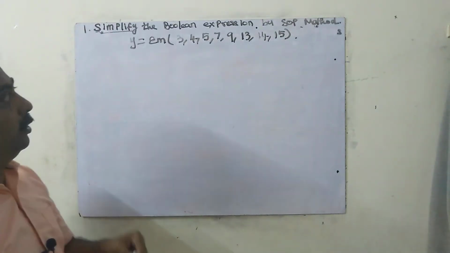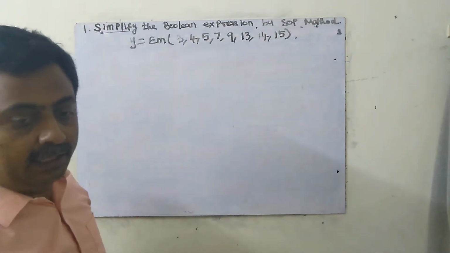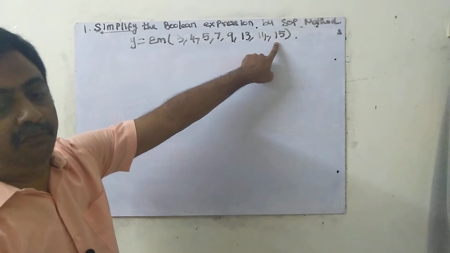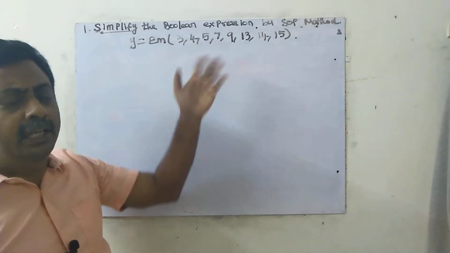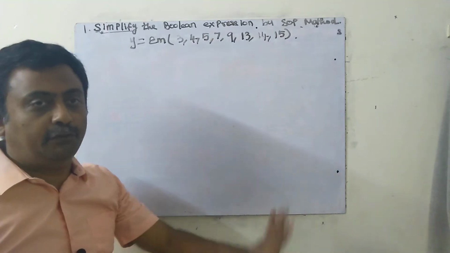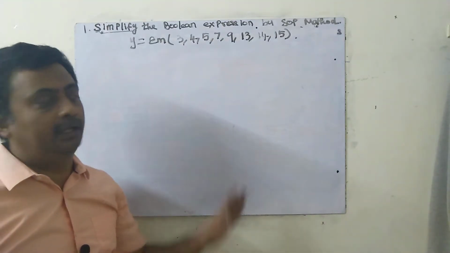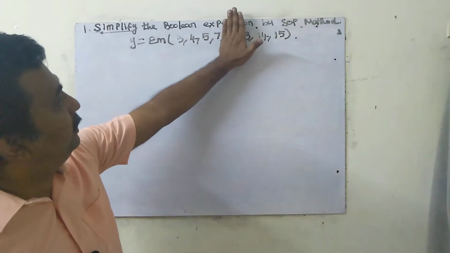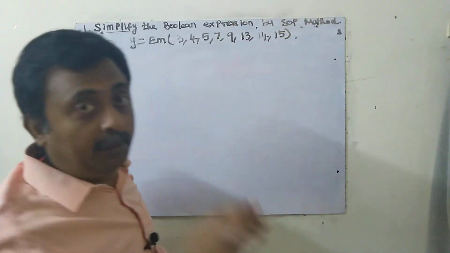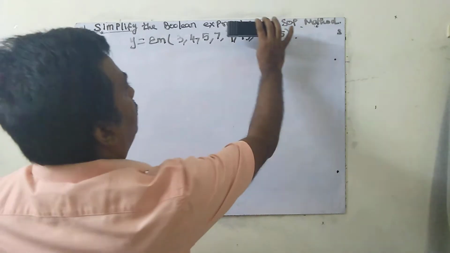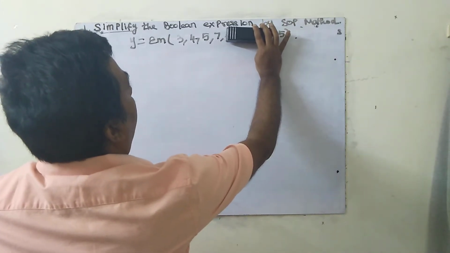So how many variables is this problem? By seeing itself, we can say that it is a 4 variable problem because 15 is there. Even if 15 is not there, 14 is there, 13 is there. If 8 or above appears, it is a 4 variable problem. Up to 7 only, it is a 3 variable problem. If this is not there, how many variables is the problem? This is a 3 variable problem.